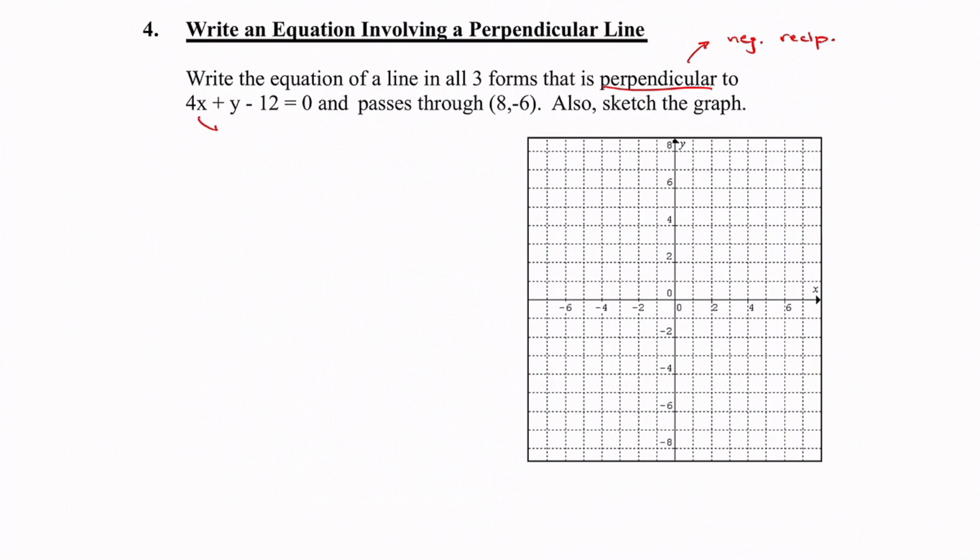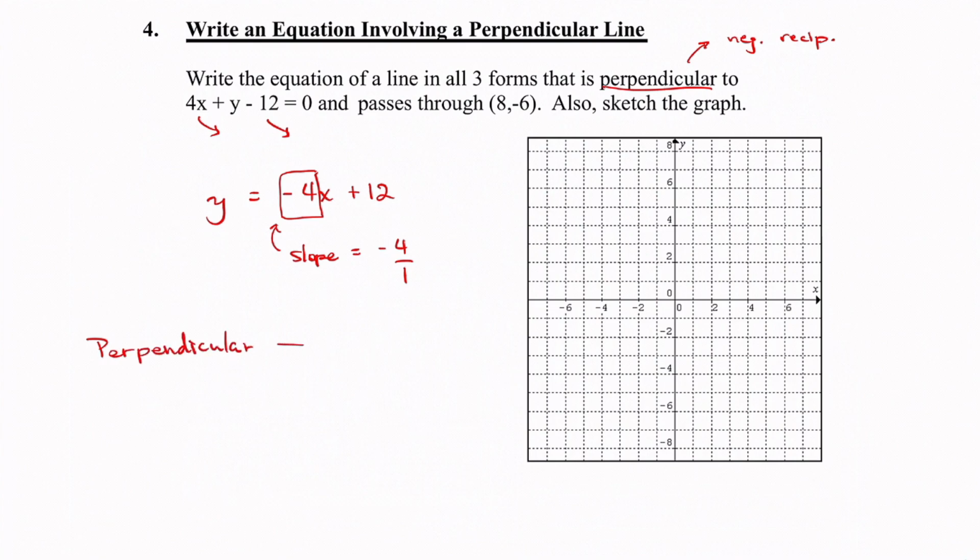So I'm going to move the 4x to the other side and move the negative 12 to the other side. And when I do that, they're going to change signs. So I'm going to have a negative 4x on the other side and then a positive 12. And then I can see the slope from this already. The slope is negative 4. So let's just write that. Slope is negative 4. That's like negative 4 over 1. So if we want to be perpendicular, we're going to have to take the negative reciprocal. So our slope is actually going to be positive, and flipping it, it's going to be 1 over 4.